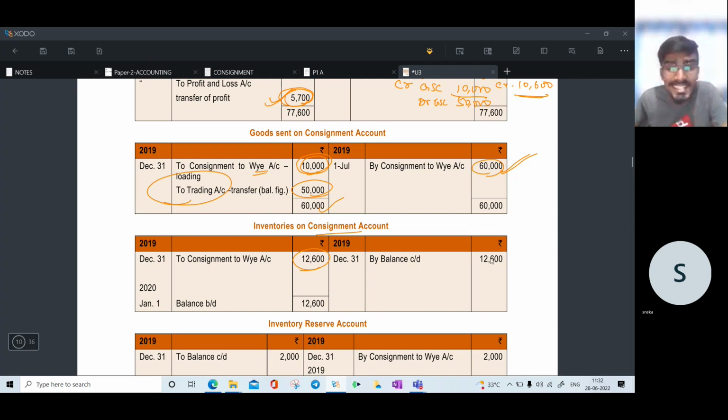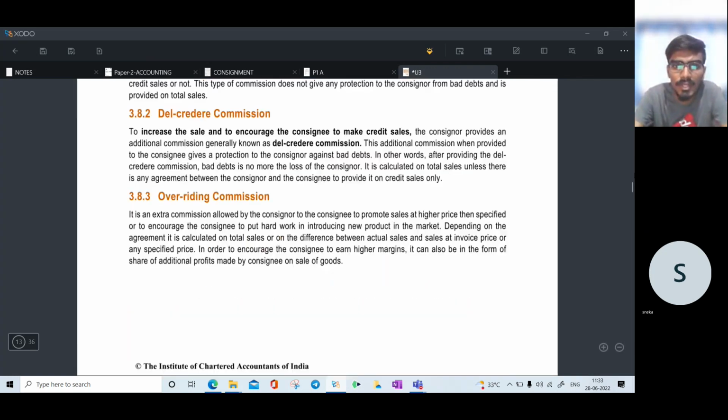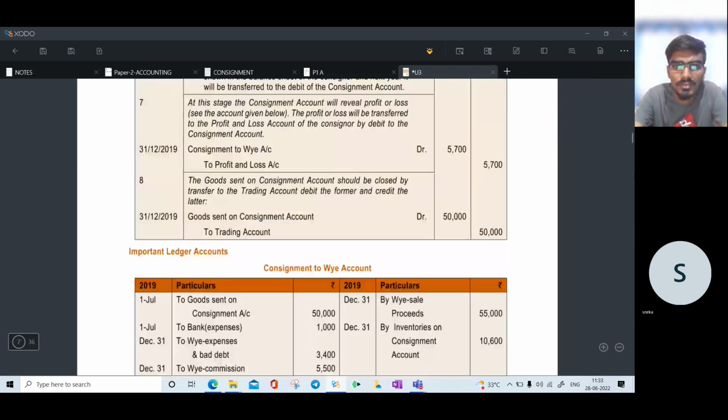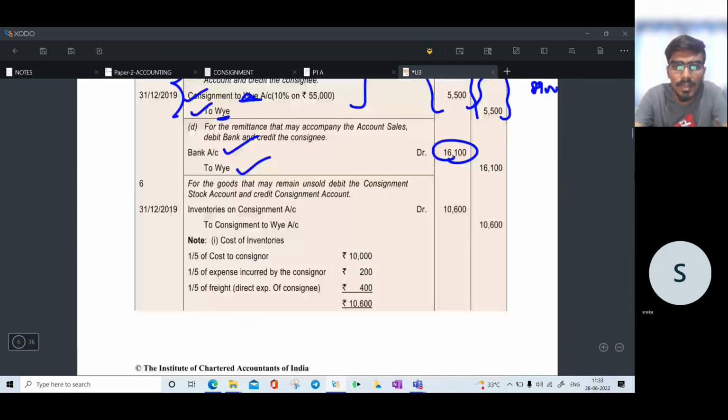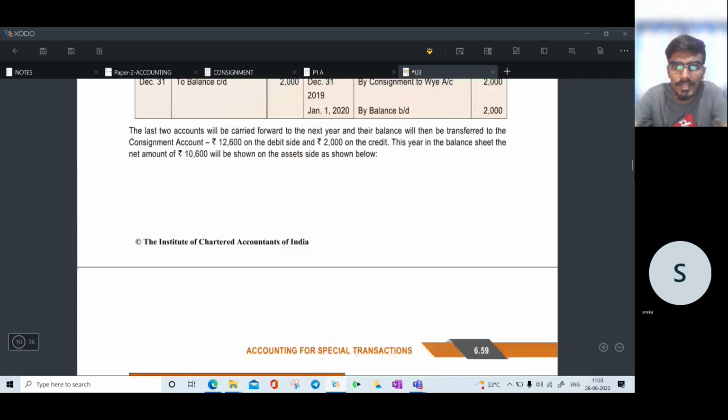Here we have put stock reserve, so we cannot use inventories. So the balancing figure is 12,600. It should be brought forward to next year. 12,600. For inventories reserve, we are preparing a separate account. What do we do for inventories reserve? We are preparing a separate account. Yes.